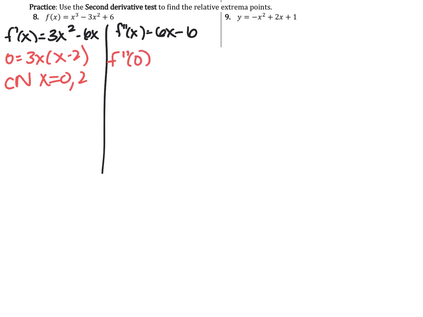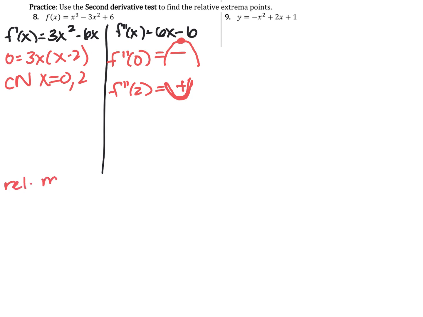So I want to know what happens when I plug 0 into my second derivative and what happens when I plug 2 in. And remember, it doesn't matter what number comes out, it just matters the sign. So if I plug in 0, I'm going to get negative 6, but really what matters is that the second derivative is negative. So it's concave downward there, which means that at x equals 0, we have a relative maximum. If I plug in 2, I get 6 times 2 minus 6, which is going to be a positive number, which means we have a concave upward part of the function, which means we have a relative minimum.